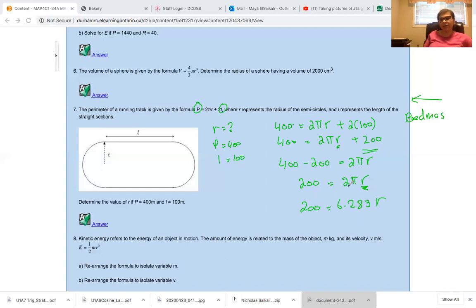Anyway, so what I did here is I found what 2 pi is. 2 pi is 6.283. Now, because it's a multiplication by r, when I bring it over, I bring it as a division. So it's going to be 200 divided by the 6.283, and that's going to be my radius. And that's going to be 31.8. And that is going to be in centimeters. And that would be my final answer.